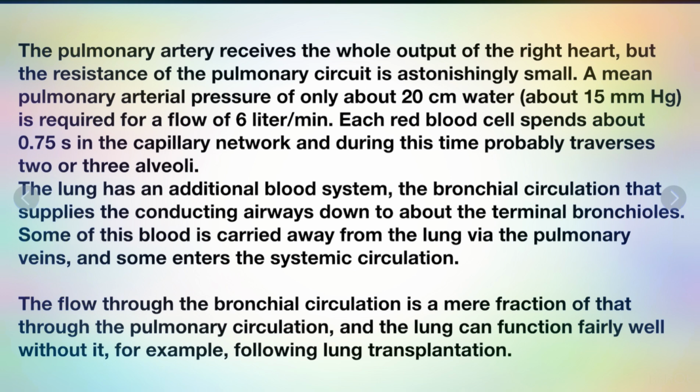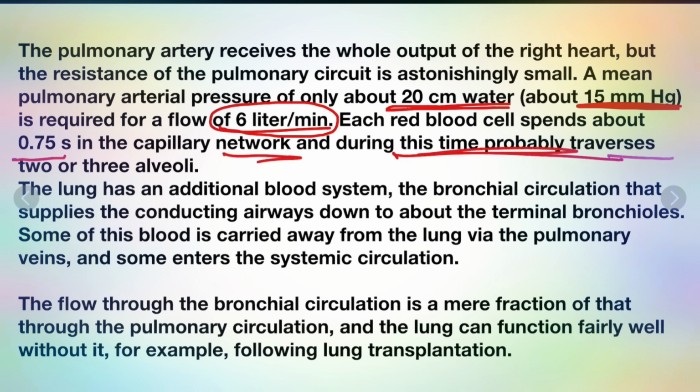Then they are telling that the pulmonary artery receives the whole output of the right heart, but the resistance of the pulmonary circuit is astonishingly small. A mean pulmonary artery pressure of only 20 centimeters of water, about 15 mmHg, is required for a flow of 6 liters per minute of blood. Each red cell spends about 0.7 seconds in the capillary network. During this time, it probably traverses 2 or 3 alveoli.